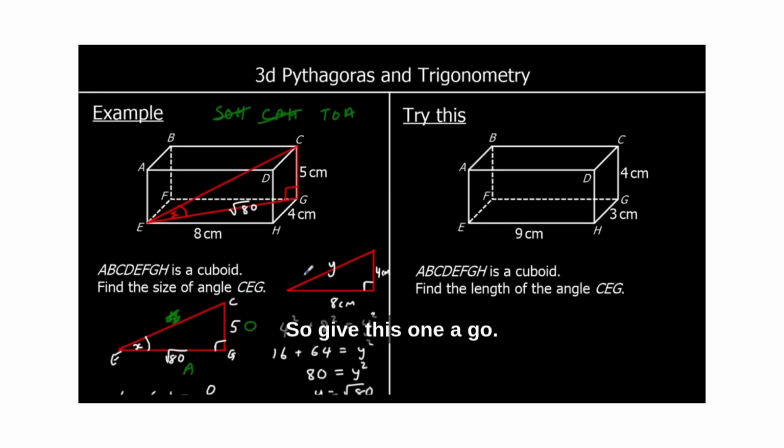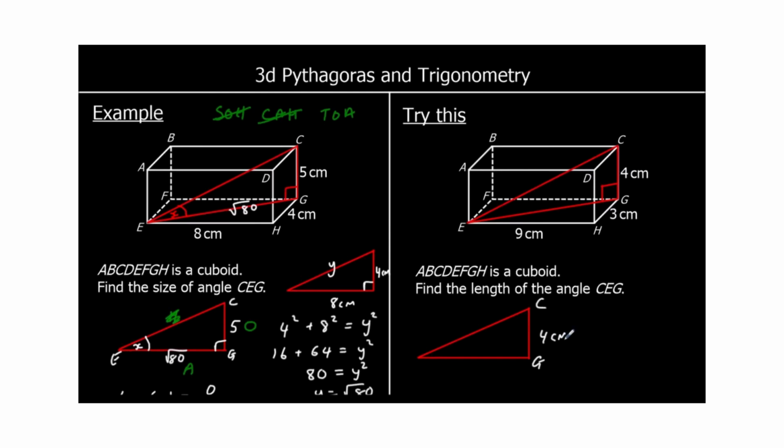And one of these for you to try. So give this one a go. So again, the question is asking for angle CEG. So from C to E to G. So we've got a right angle triangle, CEG. We know C to G is 4 centimeters. We want to find the angle CEG.